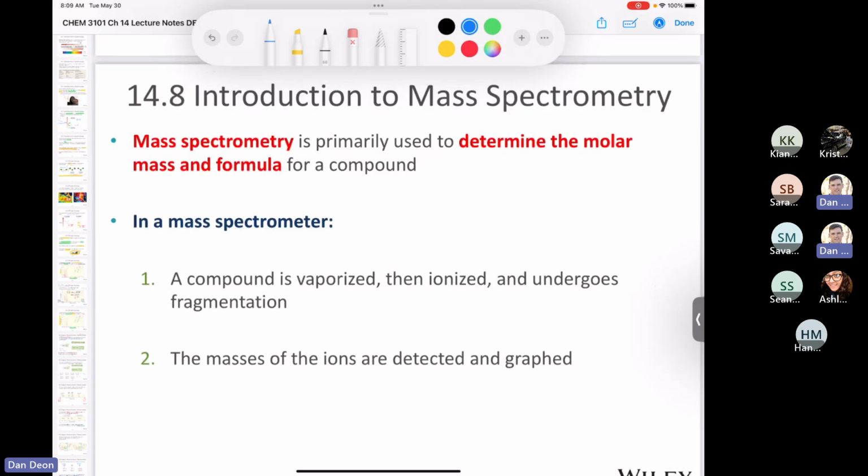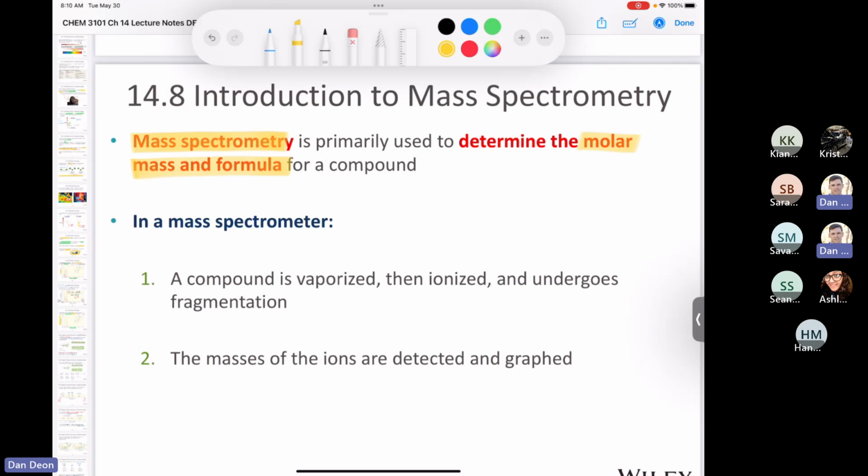And if you remember, infrared spectroscopy was used to determine functional groups. Is this a carboxylic acid? Is it an aldehyde, a ketone, an ester, an alcohol, etc.? Primary, secondary, amine, all that good stuff. Well, mass spectrometry, its utility is to determine the molar mass and formula of a compound. And so if you know the functional groups, if you know the molar mass, then you're getting closer to determining the structure of a molecule.